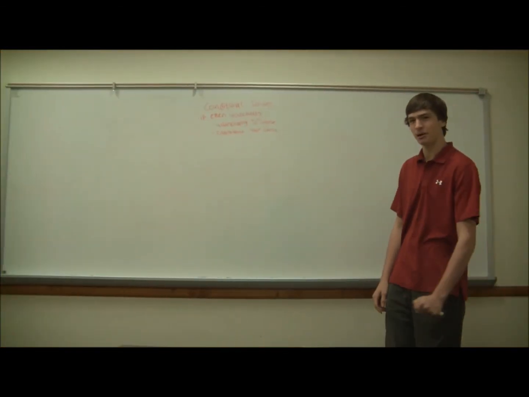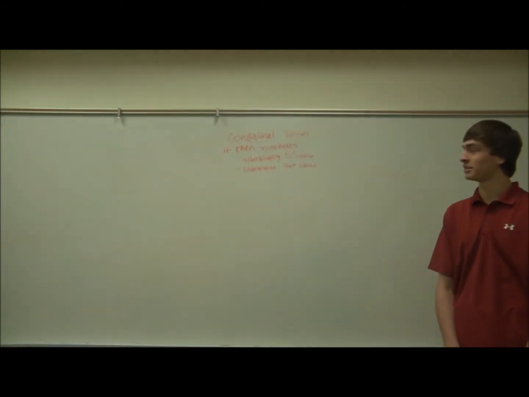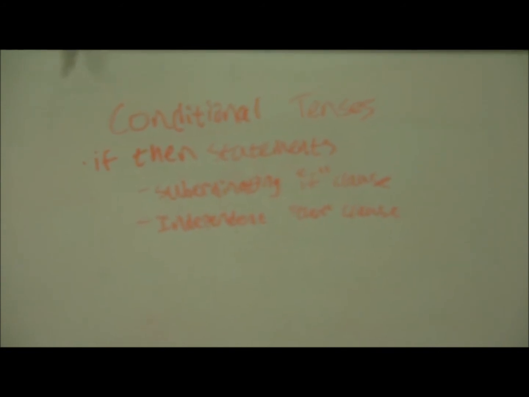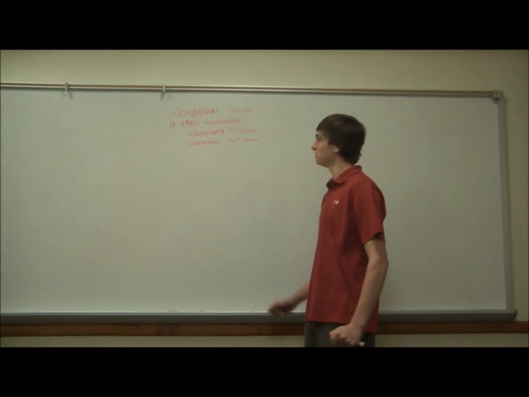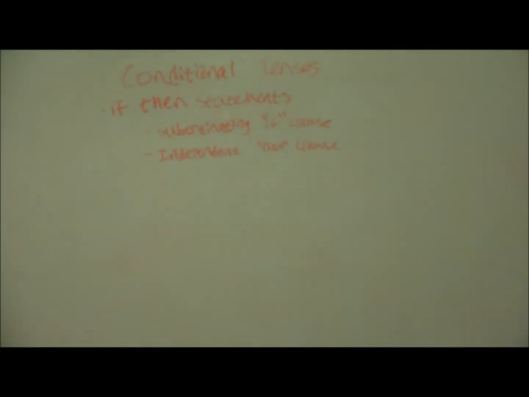Okay, so a big part of the subjunctive mood is the conditional tenses, and these are the if-then statements, which are the biggest part of the subjunctive: if-then hypothetical situations. The two parts of the if-then statements are the subordinating if clause and the independent then clause, which make up the statements, which are hypothetical.